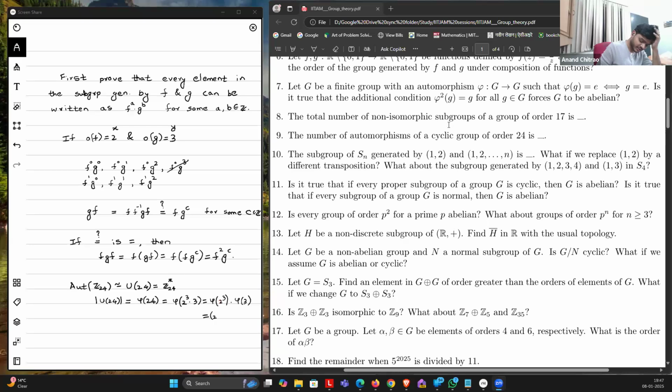This is 2 cube minus 2 square, times 3 minus 1. This is 4 times 2 equals 8. Okay, that's the answer.